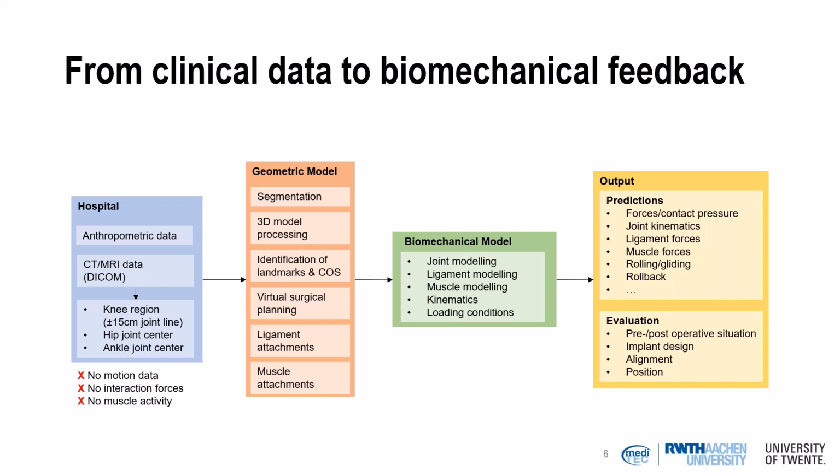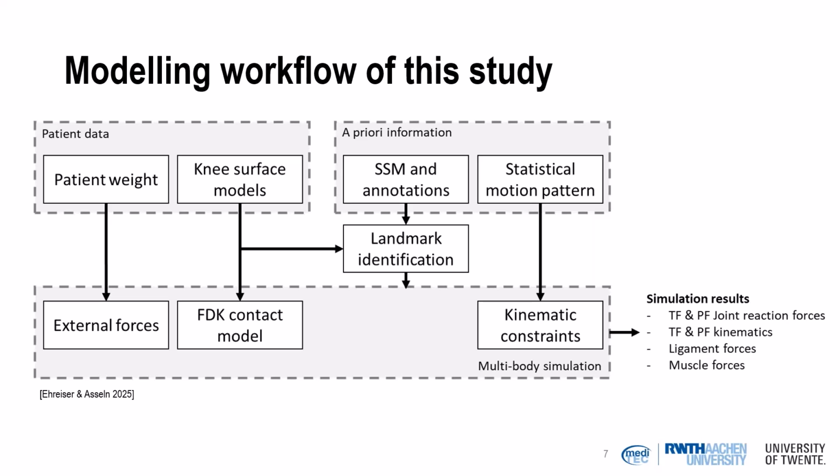And these outputs or predictions we can use to evaluate, for example, a pre to post-op situation. We can evaluate different implant designs. So this can be off-the-shelf implants or even personalized implants to find an optimal implant shape, but also to optimize, for example, the alignment. So this was a more general overview from potential clinical data to biomechanical feedback.